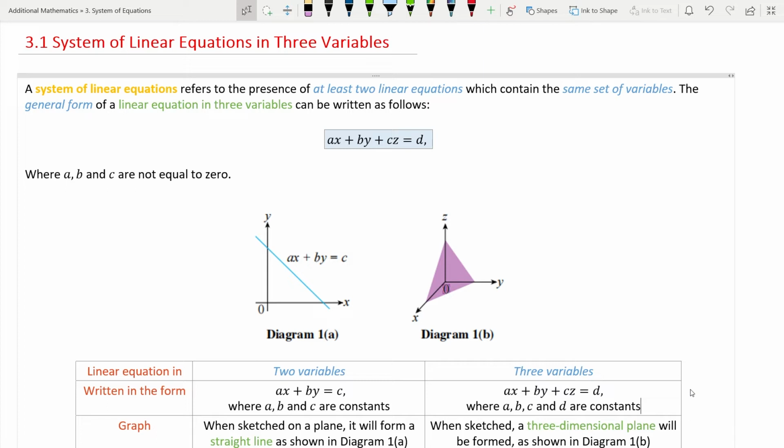A system of linear equations refers to the presence of at least 2 linear equations which contain the same set of variables. The general form of a linear equation in 3 variables can be written as follows: ax plus by plus cz is equal to d, where x, y, and z are our variables, and a, b, and c are constants that are not equal to 0.